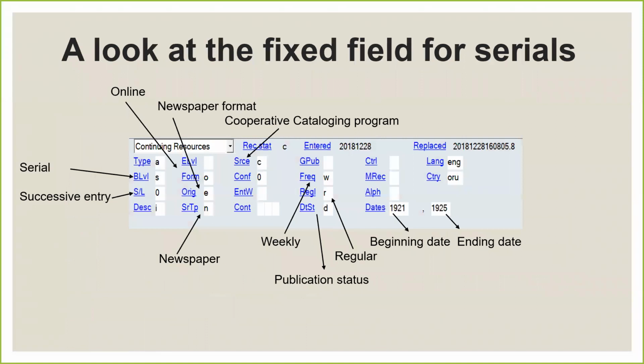This is an online serial in a newspaper format using successive entry cataloging, meaning a new record is created each time a title changes or a corporate body used as a main entry or uniform title qualifier changes. The serial is a weekly newspaper that is published regularly. Since the DTST is coded D, this continuing resource ceased publication, and we have the beginning date in date 1 and the ending date in date 2.